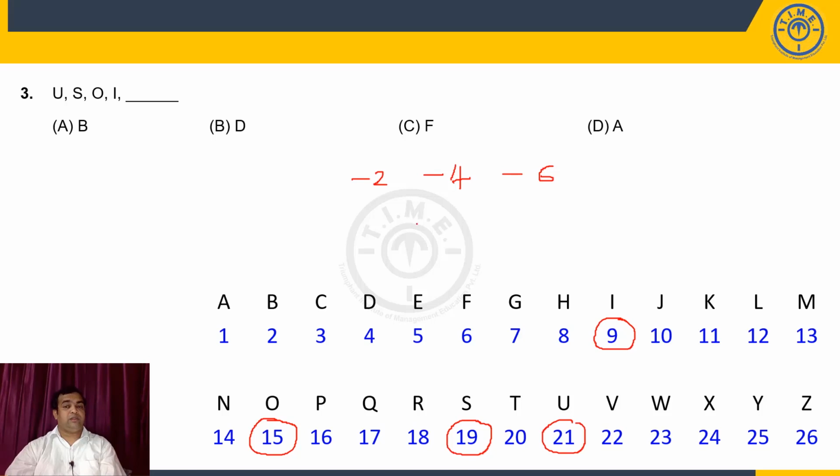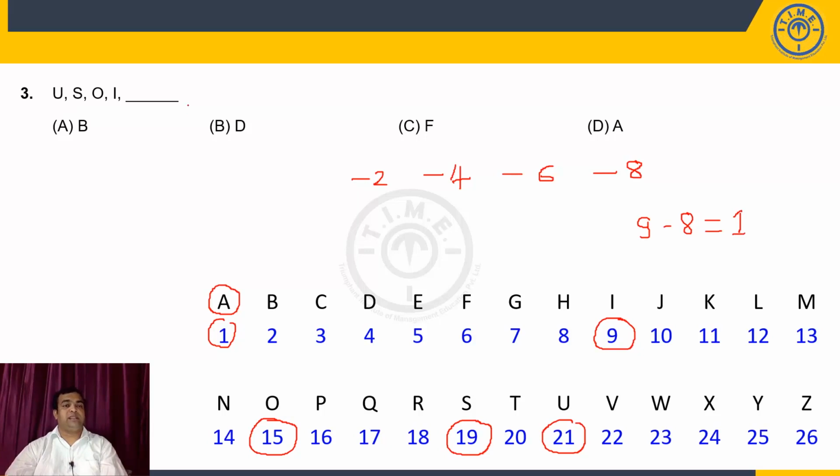Okay. So can you get the pattern? Minus 2, minus 4, minus 6. Next should be by this logic minus 8. Now I is number 9. What is 9 minus 8? 9 minus 8 should be number 1. What is number 1 letter? Number 1 letter is A. Getting the idea? Fine. So I got the value of your blank, that series part is A.